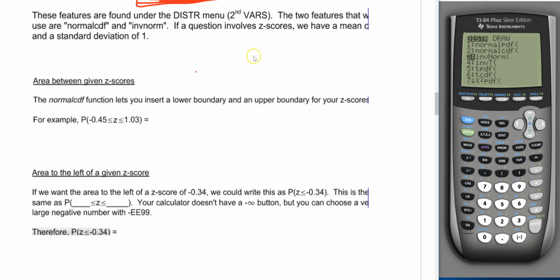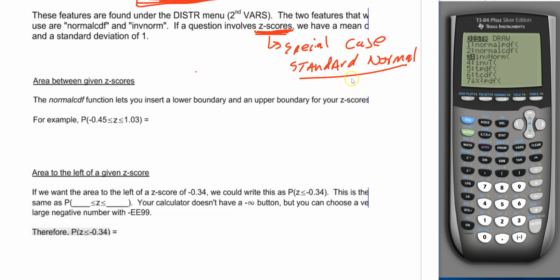So first thing I want everyone to know is z-scores. Remember, z-scores is a special case. We call that the standard normal. Right, so again, if they say z-scores or they say standard normal, that's a special case. It means your mean is 0 and your standard deviation is 1. So it's a special case.